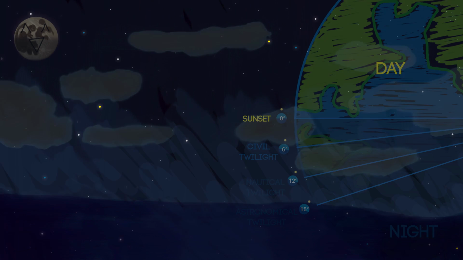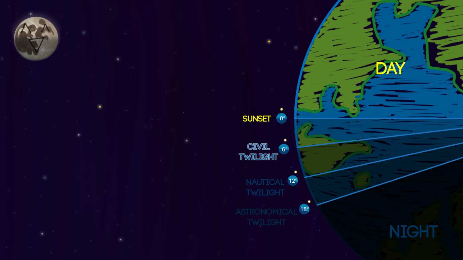There are three stages of twilight: civil, nautical, and astronomical. Each stage has their own level of significance. Civil twilight is when the sun is 6 degrees below the horizon from your perspective. The reason it's called civil twilight is because some governments recognize this stage as technically still daytime, and at this stage, it's still light enough outside where you can see objects visibly.